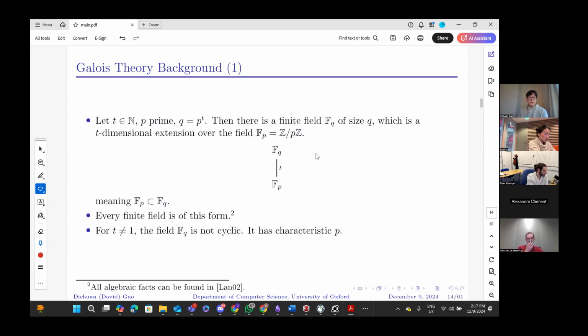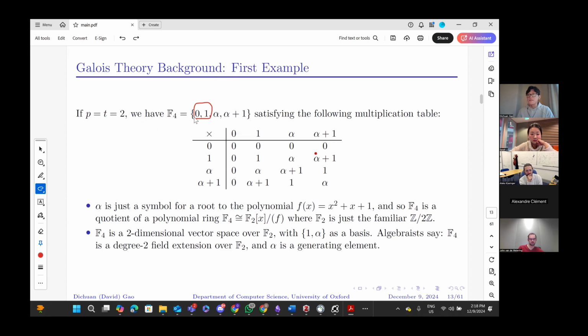Okay. So in general, if t is any natural number and p is any prime number, q is p to the t, then we have a finite field Fq of size q, and it's a t-dimensional extension over the prime field Fp. So remember, the prime field is just the cyclic ring we're familiar with, and a t-dimensional extension just means Fq has the structure of a vector space over Fp. And in particular, this means that Fp is in Fq, or maybe another way to say it is there's a copy of Fp in Fq. So this is namely this bit here.